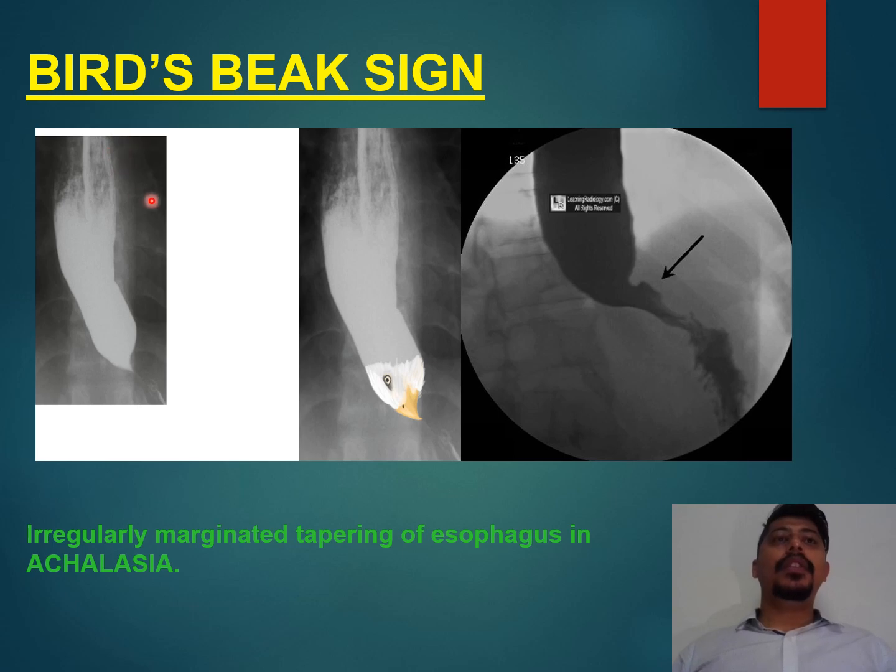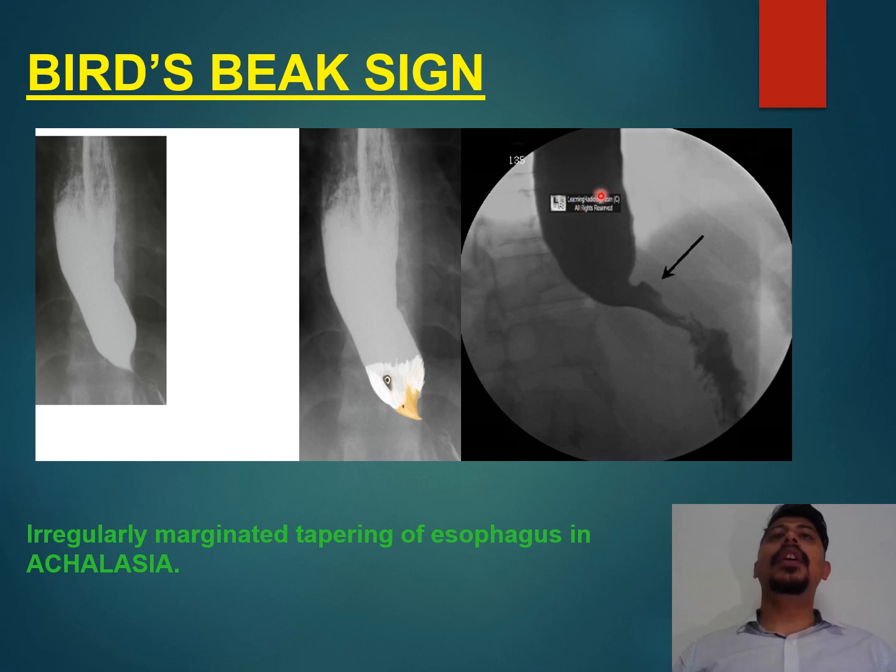Bird beak sign. Irregularly marginated tapering of the esophagus. So this is the barium swallow in which we can see the dilated proximal and distal esophagus, with smooth tapering at the gastroesophageal junction, which gives the appearance of the bird beak sign. It is seen in achalasia cardia.